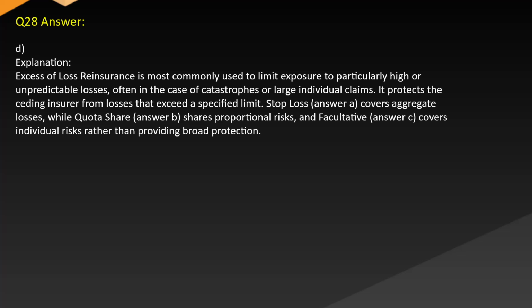Answer. D. Explanation. Excess of loss reinsurance is most commonly used to limit exposure to particularly high or unpredictable losses, often in the case of catastrophes or large individual claims. It protects the ceding insurer from losses that exceed a specified limit. Stop loss, answer A, covers aggregate losses, while quota share, answer B, shares proportional risks, and facultative, answer C, covers individual risks rather than providing protection.